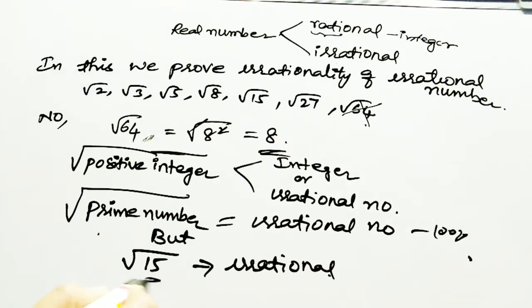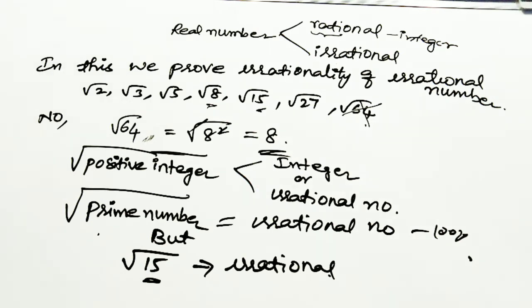Because 15 is not your prime. See here, 15 is not your prime. 8 is not your prime. But still it is an irrational number. So in this chapter we prove that numbers are irrational numbers.